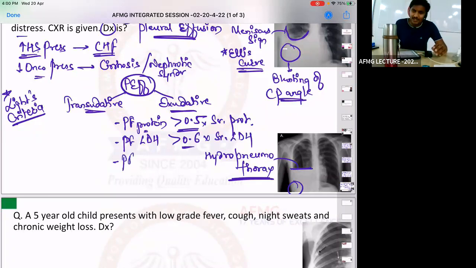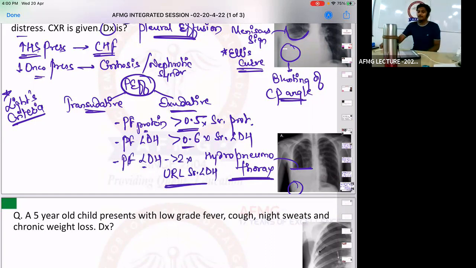The next important feature is the same, nothing different: pleural fluid LDH level more than 2 times the upper reference limit of serum LDH. So remember this much, that's important. Pleural fluid protein more than 0.5 times. Pleural fluid LDH more than 0.6 times. Pleural fluid LDH more than 2 times the upper reference limit.